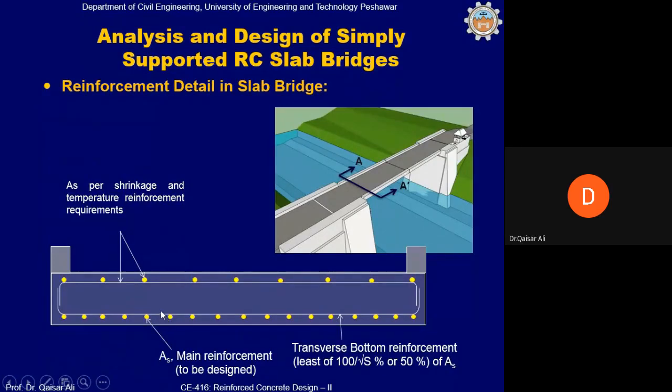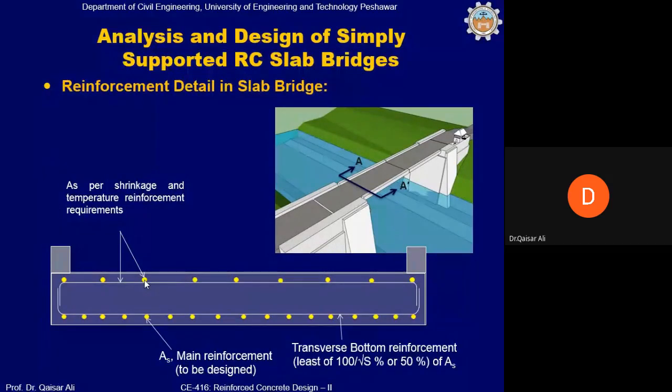And on top of this, the transverse reinforcement is provided, which is calculated from this equation: 100 divided by square root of S, or 50% of A_s, whichever is less, but must not be less than the minimum shrinkage reinforcement. And on the top face of the slab, shrinkage or temperature reinforcement shall be provided both along the length of the bridge and the width of the bridge.